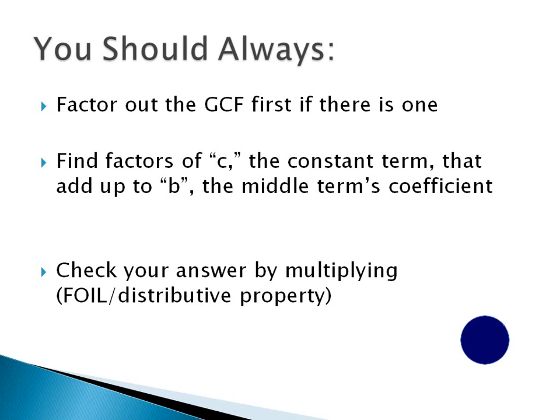You should always factor out the GCF first if there is one. When we are factoring these types of trinomials, we normally find factors of the last term, the constant term, that add up to b, the middle term's coefficient. And just remember, you need to always check your answer, either in your head or on paper, by foiling, which is the same thing as the distributive property.